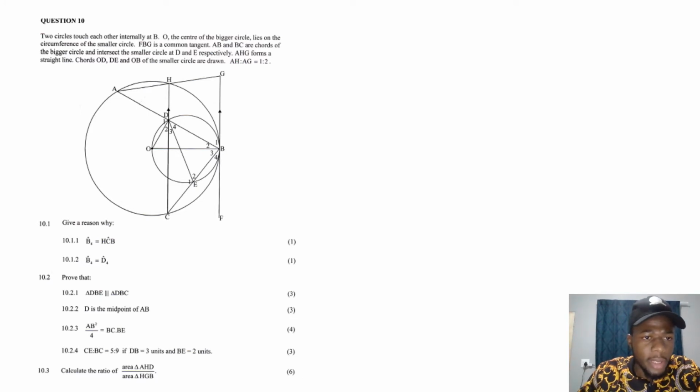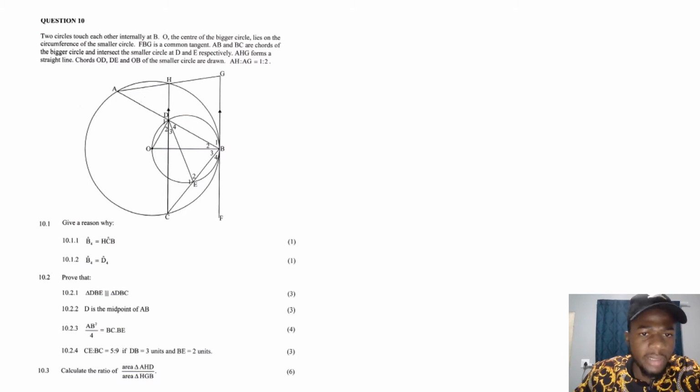Here's our question. They said, two circles touch each other internally at point B. O is the center of the bigger circle, and lies on the circumference of the smaller circle. Okay, it means O is the center of the bigger circle, also on the circumference of the smaller circle. FBG is a common tangent. Okay, it means it is the tangent of both of our circles.